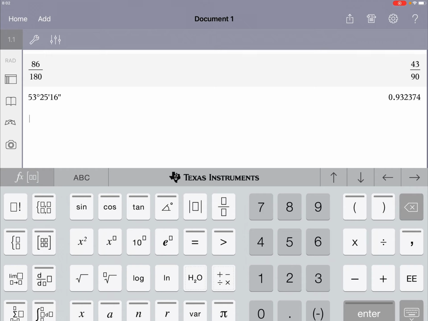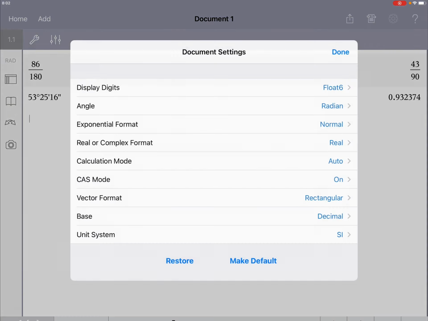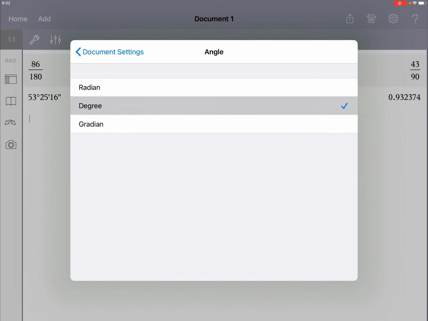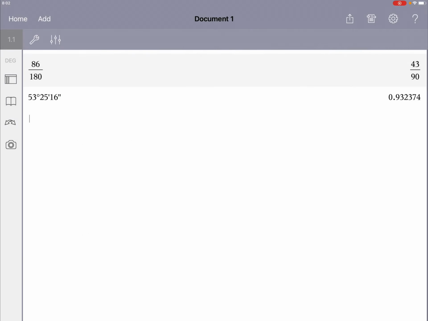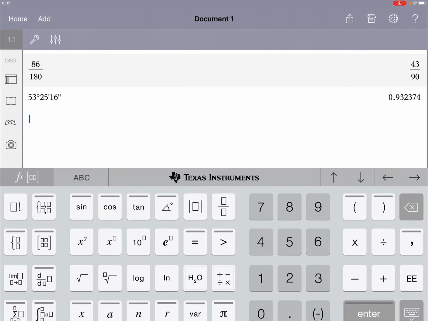Something's wrong, apparently. Something is very wrong. It turns out that I forgot to change the mode. If you look on the left, can you see RAD? Right underneath 1.1, it says RAD. I forgot to change it back to degrees. So I need to change it back to degrees and then click done. And then I'm going to do it one more time. Paste and then approximate. All right, now as we can see, I got 53.4211. It's the same thing as I expected earlier.